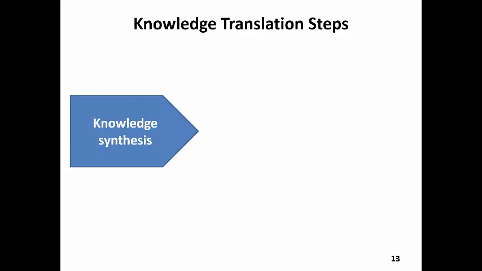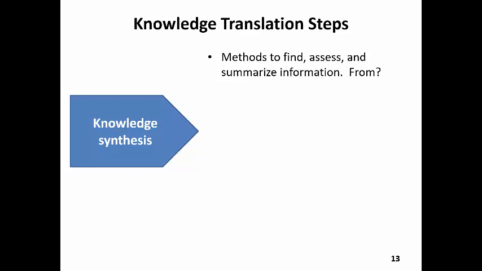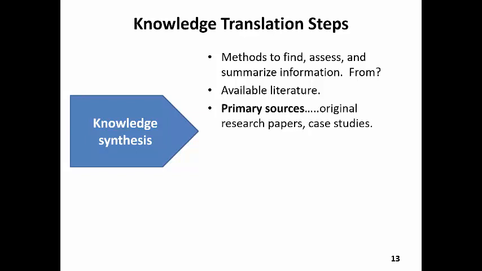In this lecture, we're going to go through the four fundamental steps of knowledge translation that was first identified in the CIHR definition. And the first step is to actually synthesize and to gather the information or the knowledge that is eventually to be translated. And so the first step here is to determine how to find, how to assess, and how to summarize that information. And so the credible, valid information is assessed and gathered from the available literature.